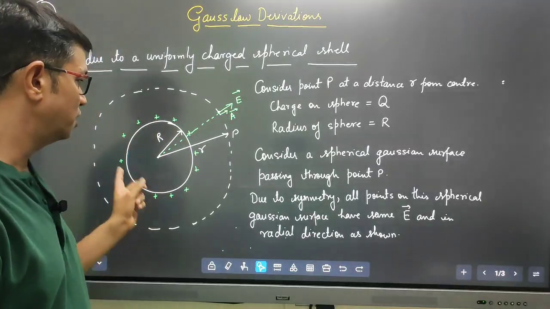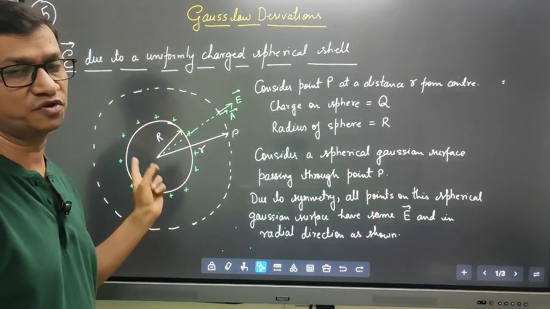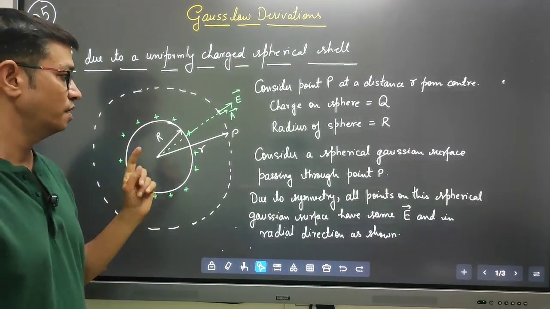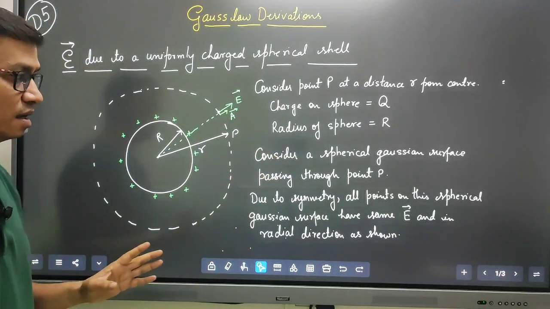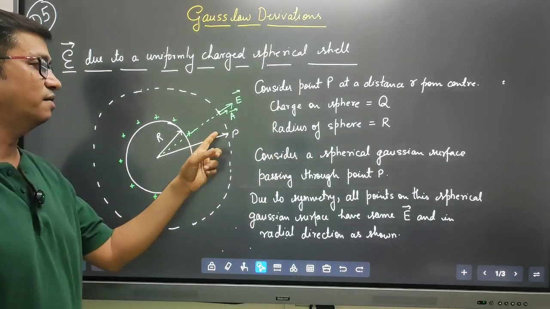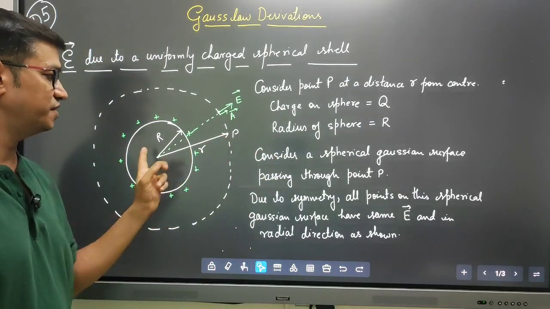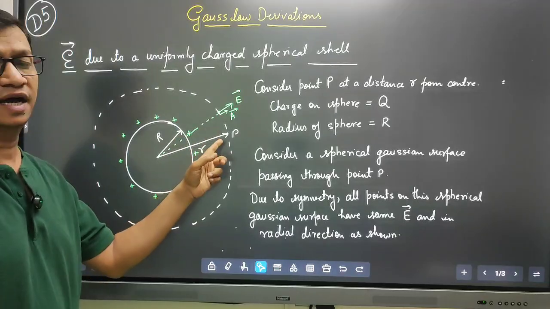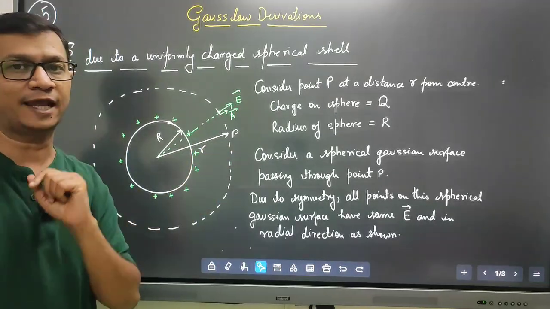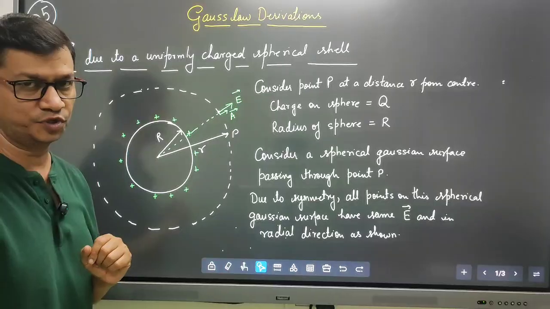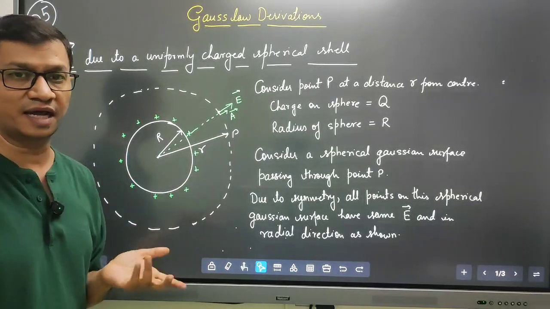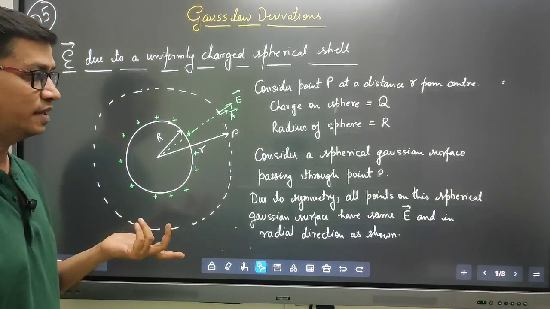This charge Q is uniformly distributed over the surface of this spherical shell. The radius of the sphere is capital R, and we are taking any point P here which is at a distance r from the center, and at this point we are interested to calculate the electric field. Okay? Again we will take help of Gauss law, right?